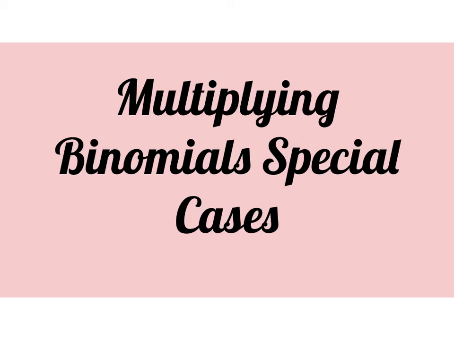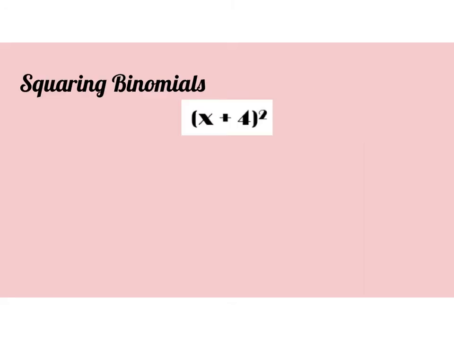All right, let's look at some special cases when it comes to multiplying binomials. Here we have x plus 4, and the whole thing is being squared. So what's happening here is we have x plus 4 times x plus 4. So let's see what actually happens.